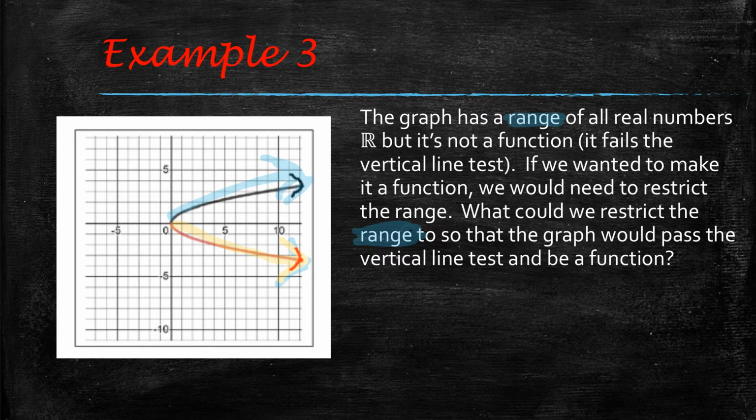So let's do both. For the yellow part of the graph, what we would want to do to restrict the range is the bottom of the graph would go to -infinity, and just remember, we always use parentheses for -infinity. And then the top part of the graph would be at 0. Now we can put a hard bracket at 0 because, again, we would just stop it at that point and it would still be a function.